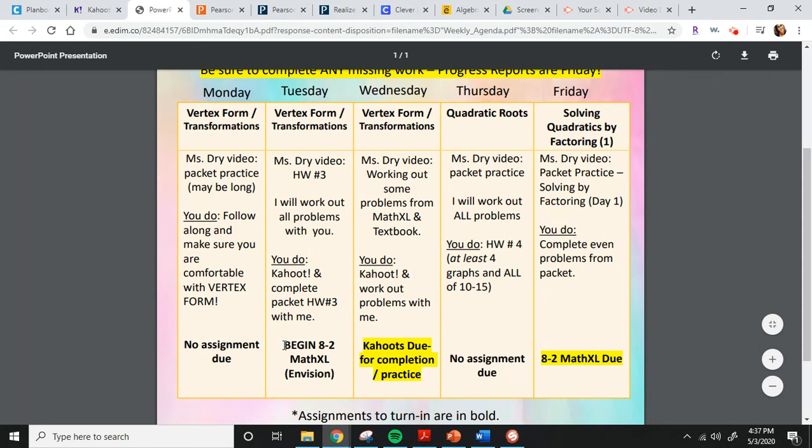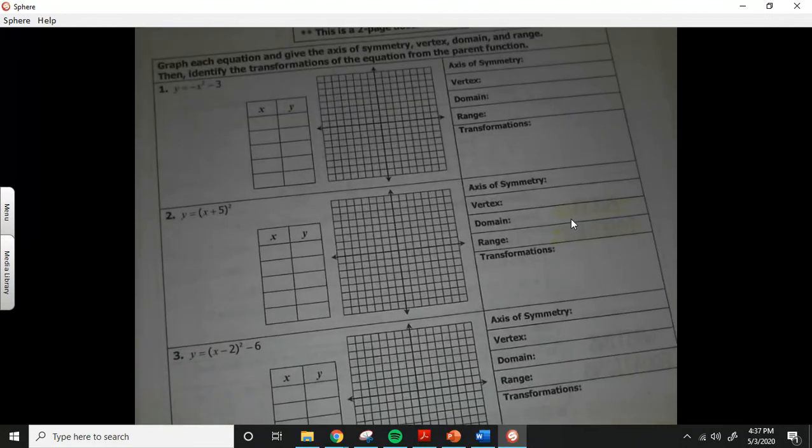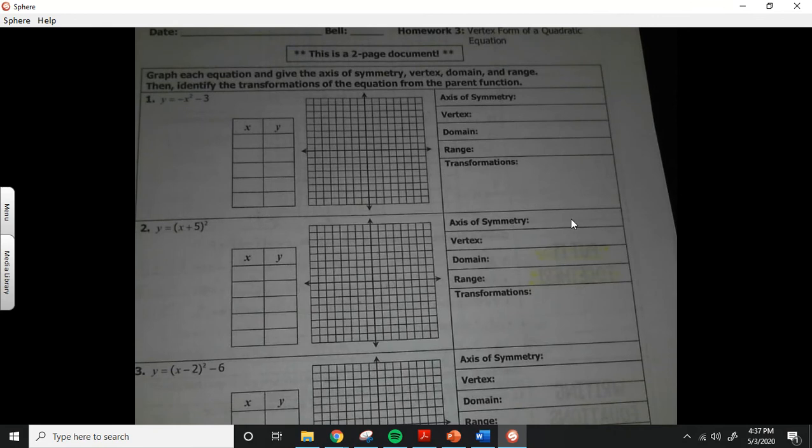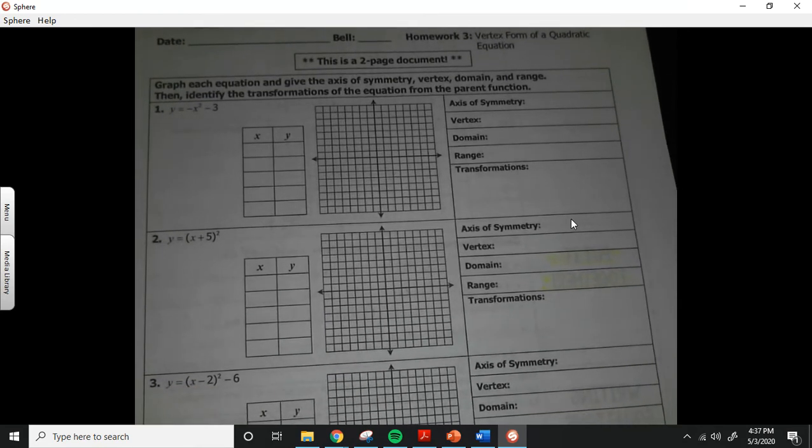Again, today I will be opening up your Math Excel in Vision, which has a lot to do with vertex form and transformations. So I really, really need you to understand what's going on here. So let's get started. Homework 3, hopefully you have it in your packet, is here. The directions say to graph each equation and give the axis of symmetry, vertex, domain, range, then identify the transformations from the parent function.